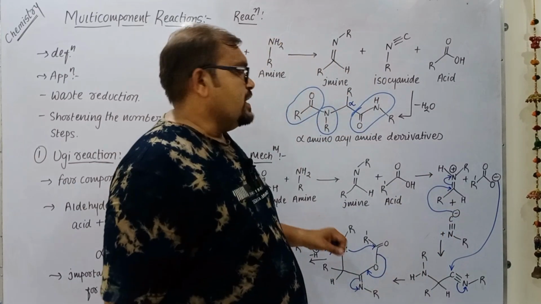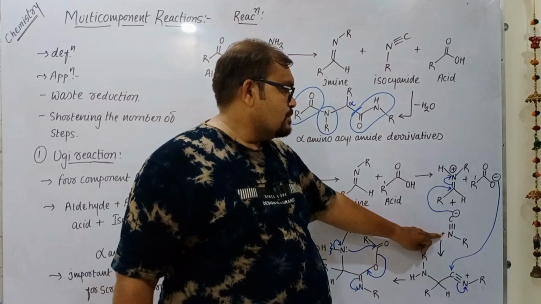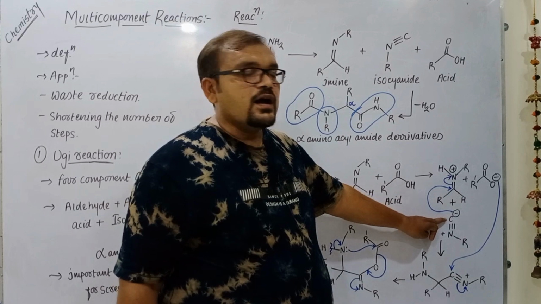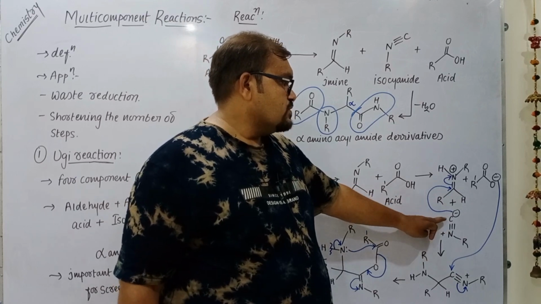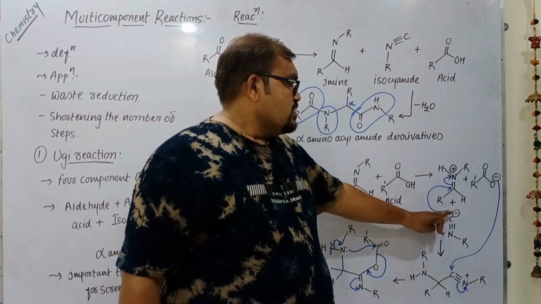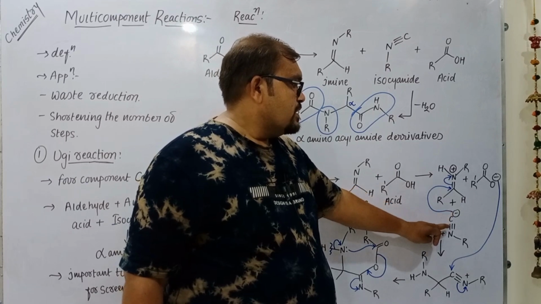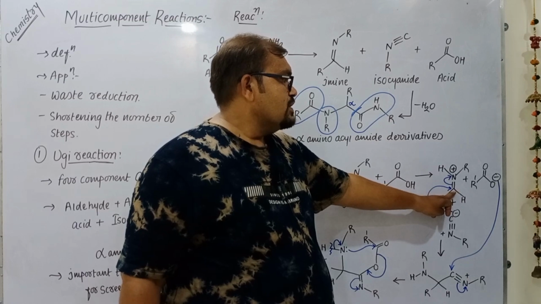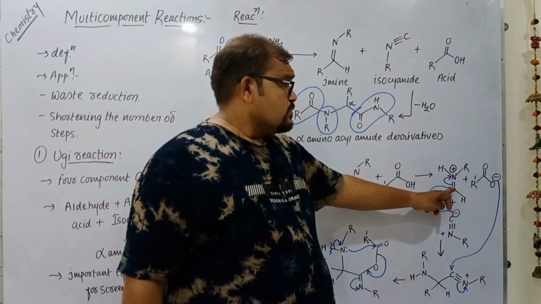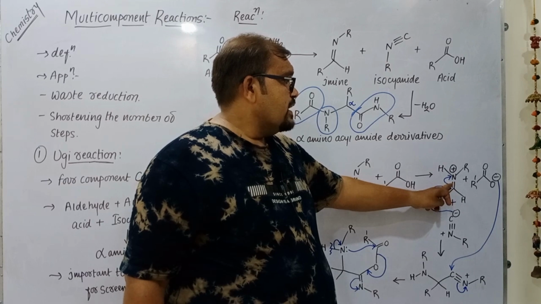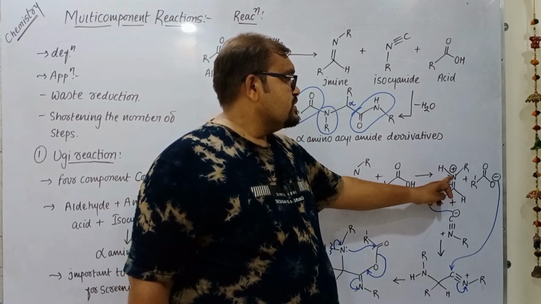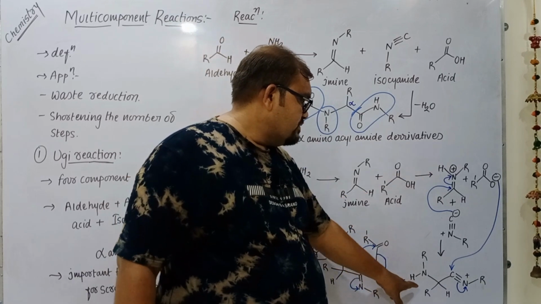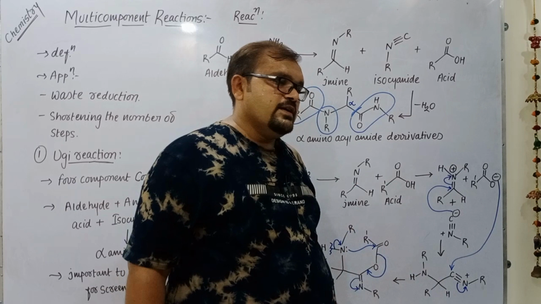As we know that in isocyanide, nitrogen has partial positive charge, so it will generate partial negative charge on carbon of isocyanide. Now this negatively charged carbon of isocyanide will attack this carbon of the positively charged species. So this pi bonding electron will be shifted over nitrogen to satisfy the charge of nitrogen, and we will get such type of intermediate.